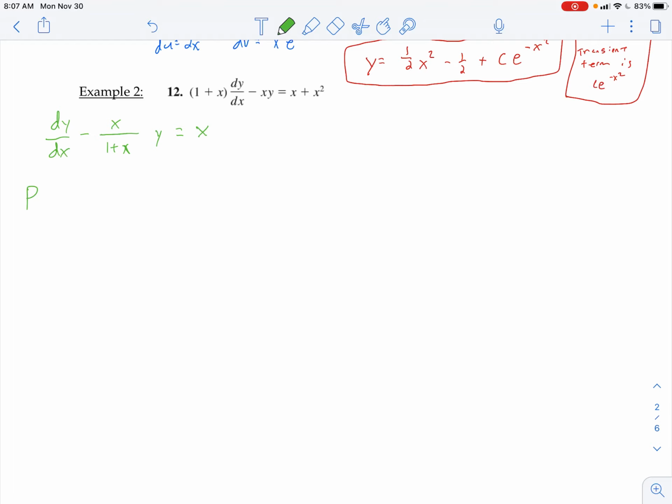What's our p of x? Our p of x is equal to negative x over 1 plus x. Now, what we're going to need to do here is write this as the exponential, the integrating factor, so it's going to be e to the integral of negative x over 1 plus x dx. And so now we have to be able to integrate this. I like to attack this before I do it to both sides, but again, I'm going to go ahead and show you.